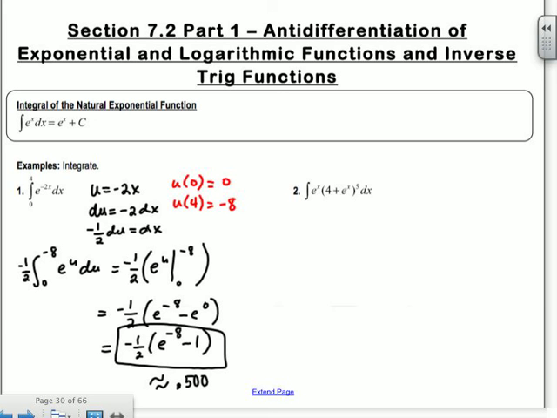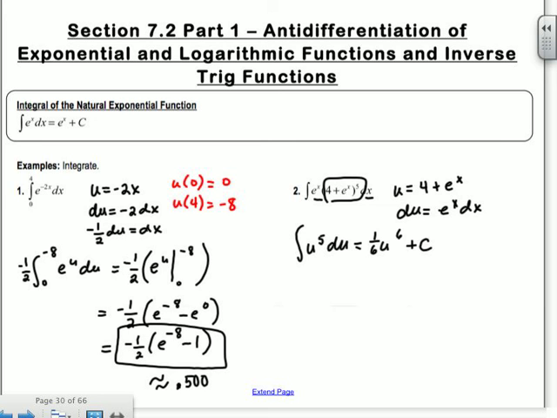All right, so the next one. So you get u equals 4 plus e to the x. du is e to the x dx. Okay, so that means our e to the x dx is replaced with du, and this other part is u to the 5th. So we have u to the 5th du. So when we integrate, we get u to the 6th with a 1/6 out front, plus c. We need our plus c because we don't have a definite integral. We don't have numbers, our limits of integration. So I get 1/6 times (4 plus e to the x) raised to the 6 plus c. That's your answer.